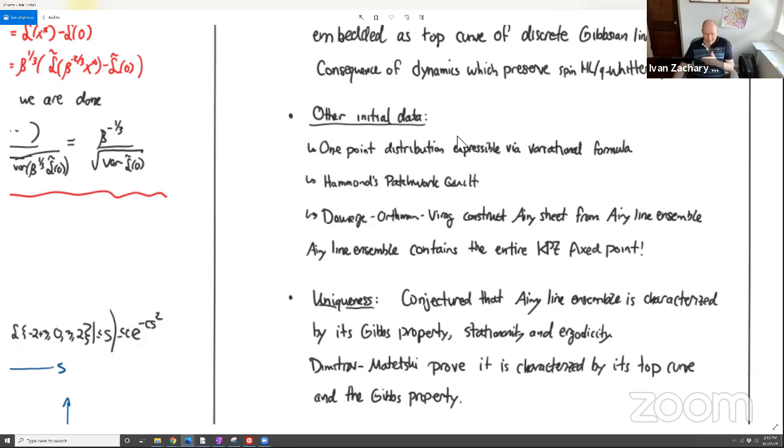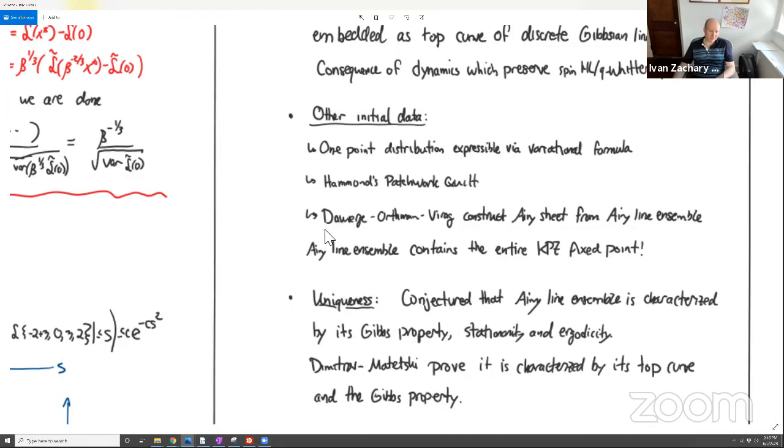Another question has to do with other initial data. It turns out the variational type formula allows you to access other initial data, one-point distributions, to express them in terms of variational formulas. There's very nice work of Alan Hammond in the context of Brownian last passage percolation and the Airy line ensemble, or Dyson Brownian motion line ensemble on the patchwork quilt, which relates to other types of initial data.